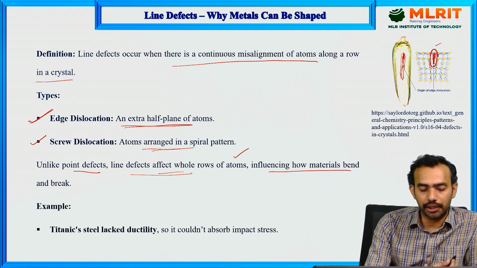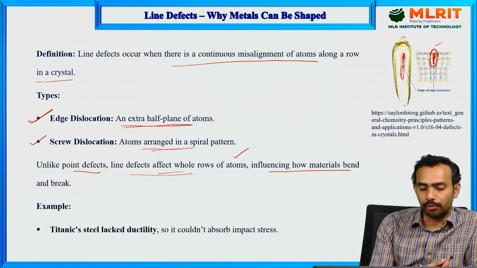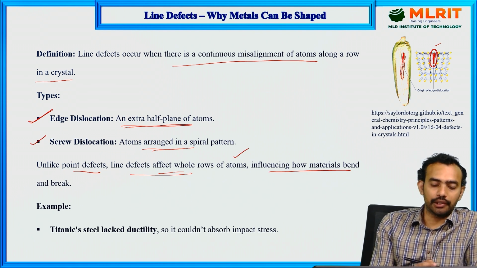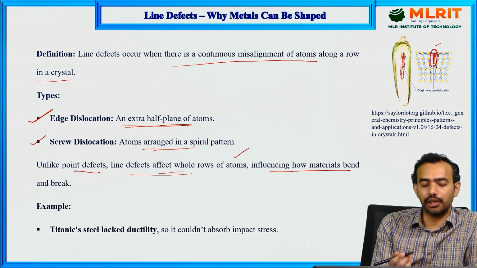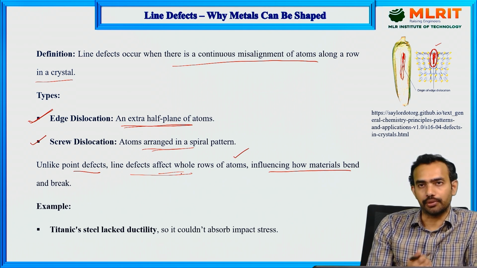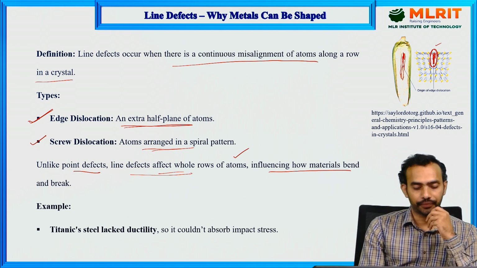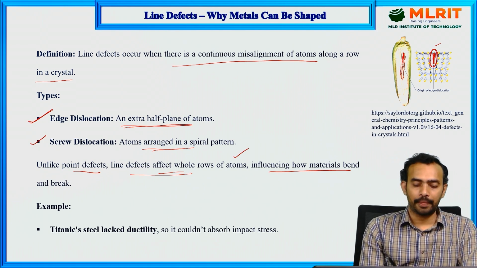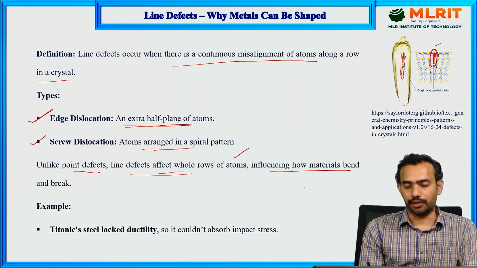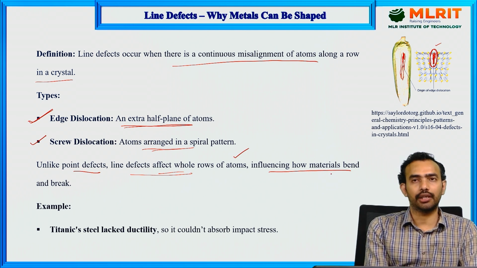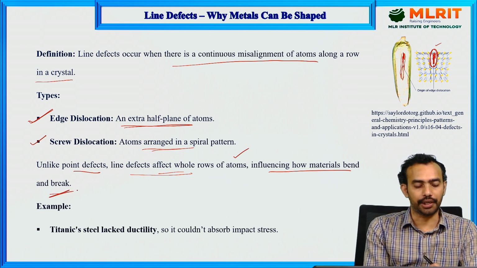The ductility of the material is influenced majorly by these line defects instead of point defects. Point defects are restricted to individual atoms, and line defects involve the whole row of atoms along a particular length or direction. You have atoms that have been misplaced or dislocated. So this greatly influences how the material will bend as well as break.